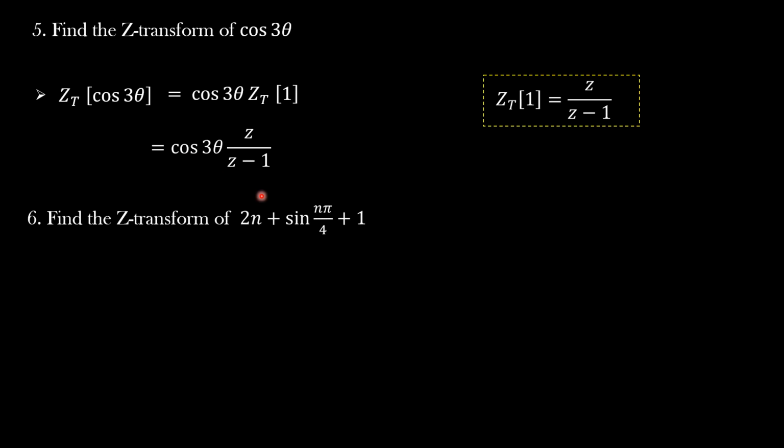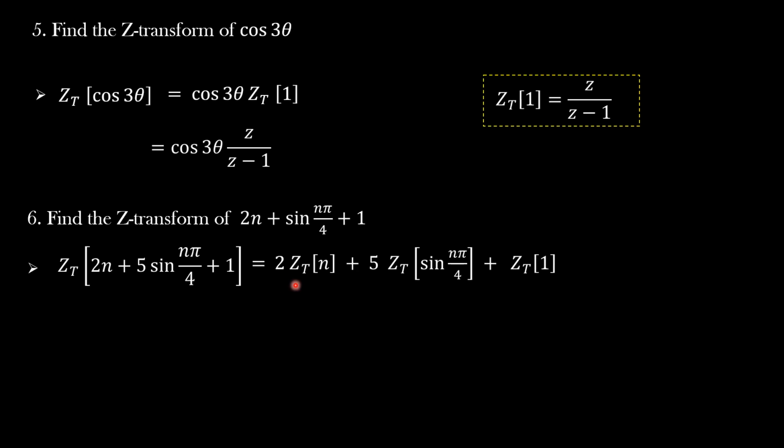Next one. Evaluate Z transform of 2n plus 5 sin n pi by 4 plus 1. By using the linear property of Z transform, you can write Z transform of 2n plus 5 into sin of n pi by 4 plus 1 as 2 times Z transform of n plus 5 times Z transform of sin of n pi by 4 plus Z transform of 1.